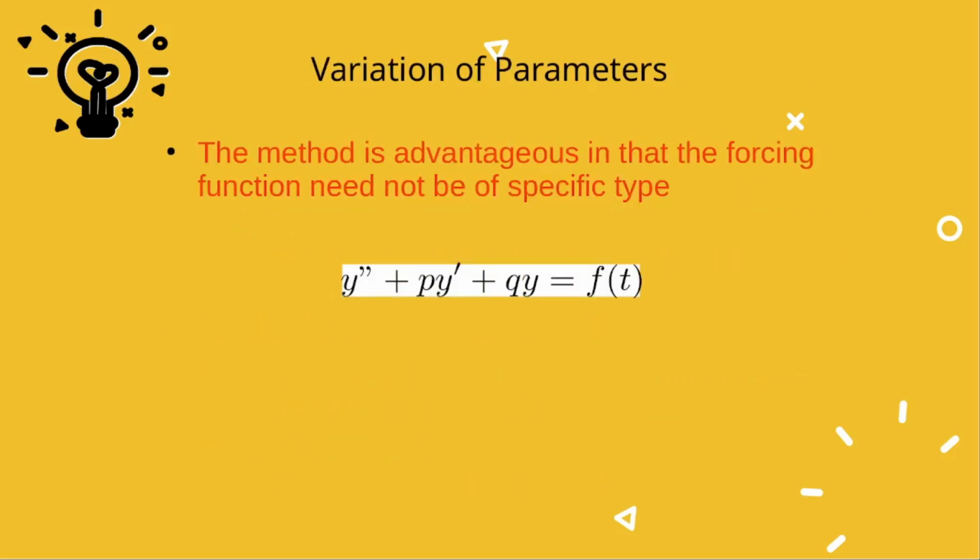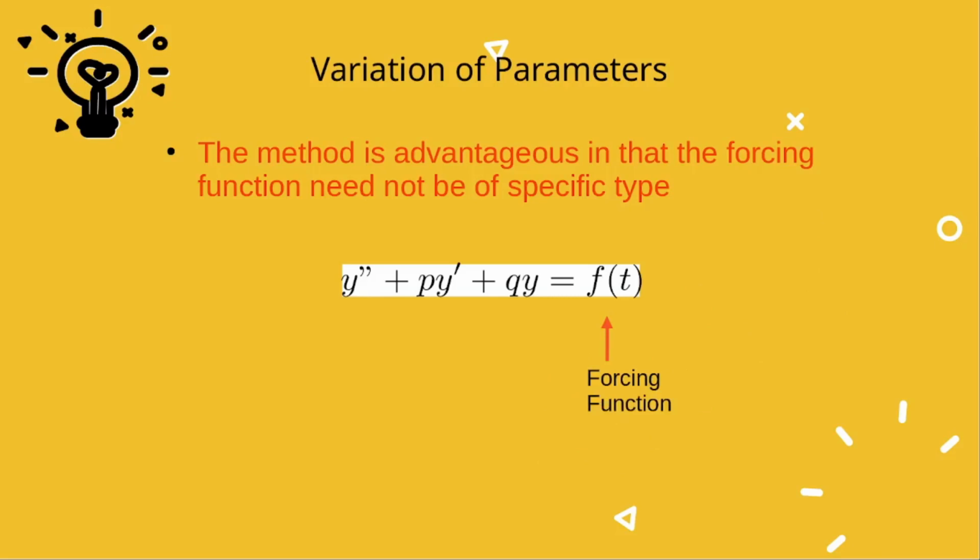So one of the big advantages of this method is that our forcing function f of t, which appears on the right-hand side of our differential equation, need not be of a specific type. If it's either a polynomial, sine, cosine, or exponential function, or finite combinations of these functions, then we could use the method of undetermined coefficients. But the good news here is that f of t can involve any functions or any mathematical expressions. So this approach is much more generic than the method of undetermined coefficients.